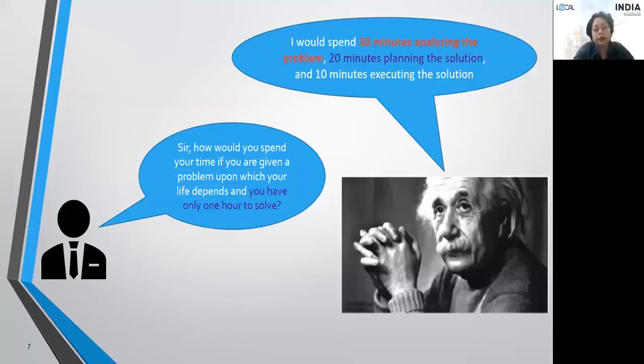Einstein was once questioned how to spend your time if you are given a problem upon which your life depends and you have only 1 hour to solve. The answer was, I would spend 30 minutes analyzing the problem, 20 minutes planning the solution, and 10 minutes executing the solution. So you can well understand that analyzing the problem is very important in solving a problem.